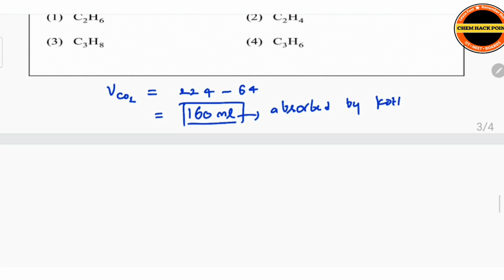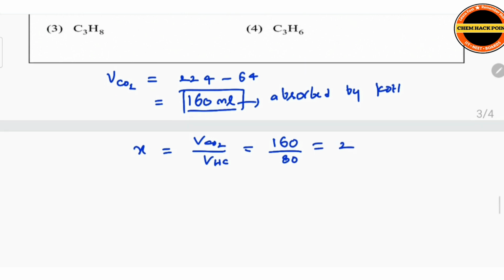Once you know volume of CO2, we know the X value, the number of carbon atoms, is equal to volume of CO2 by volume of hydrocarbon. Volume of CO2 is 160, by hydrocarbon, it is 80 given in the question. So it should be 2. And one more thing, they gave volume of O2 information. Volume of O2 is equal to initially 264, after that 64 remaining. So 200 ml, that is volume of O2.